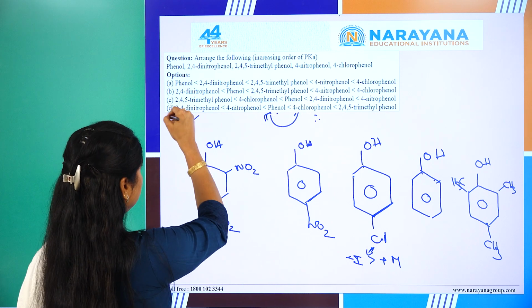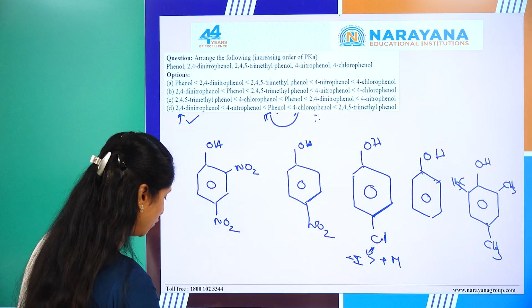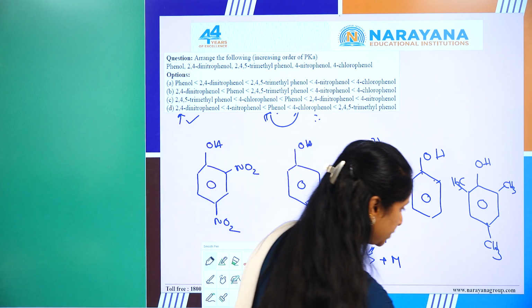By doing that correction, this option D, we can go with 4-chlorophenol, more acidic than phenol. So let us see the next question.